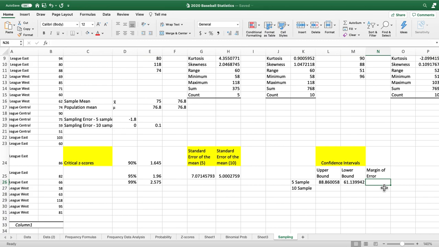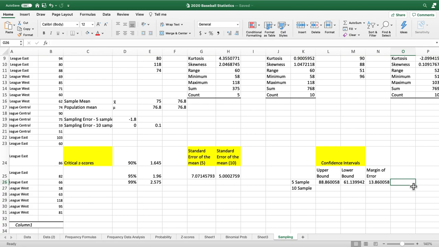You can do that in 2 ways. You can calculate your margin of error by taking your z-score and multiplying it by your standard error of the mean. So you take your z-score of 1.96 and multiply it by that standard error of the mean, which is 7, and that would give me my margin of error.